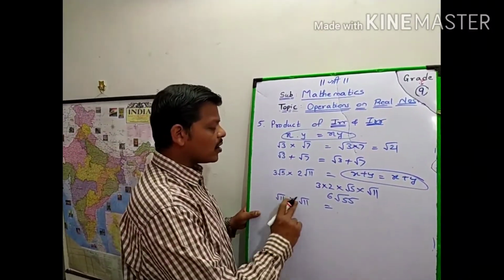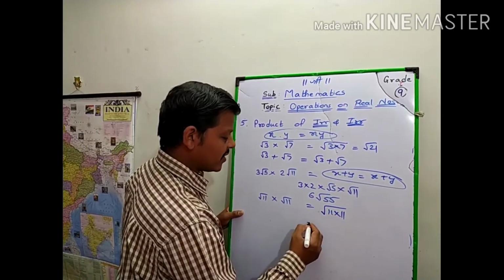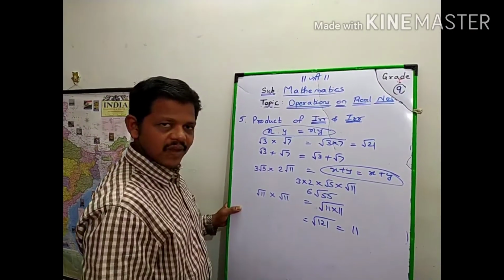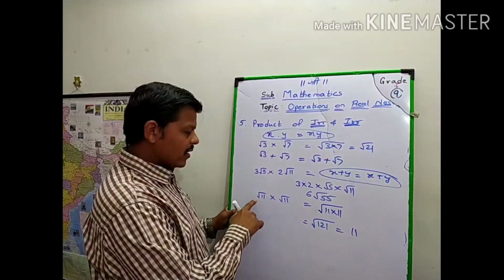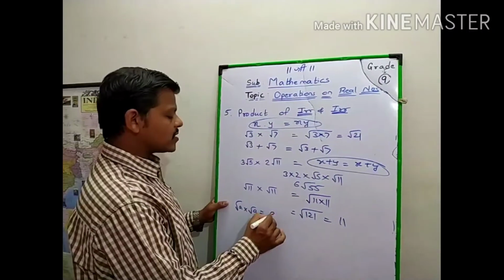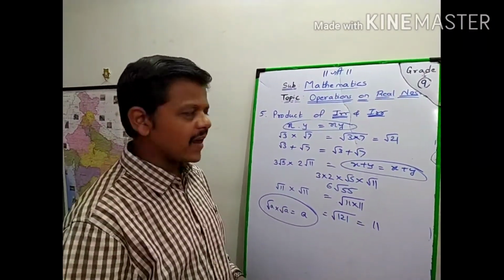Similarly, root 11 into root 11 becomes root of 11 into 11. That is root of 121, which is again 11. So root of any number, root a into root a becomes a. This is what we are going to learn. And remember, we are going to use this again and again later on.